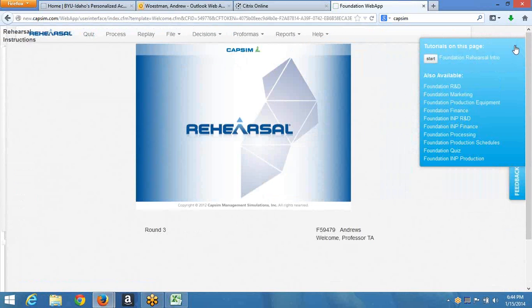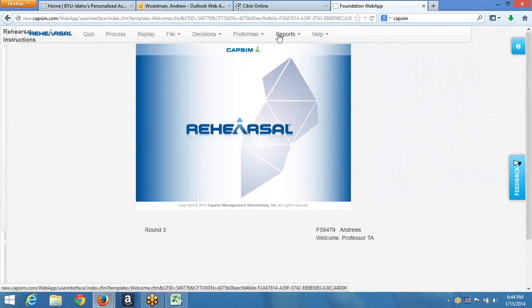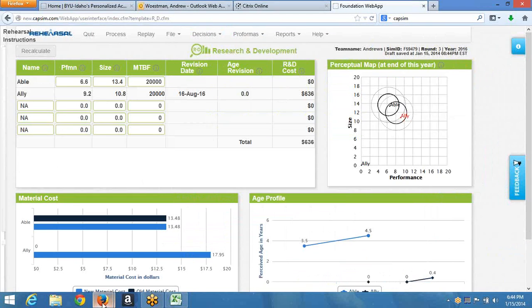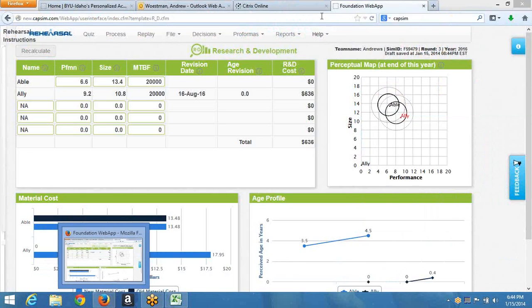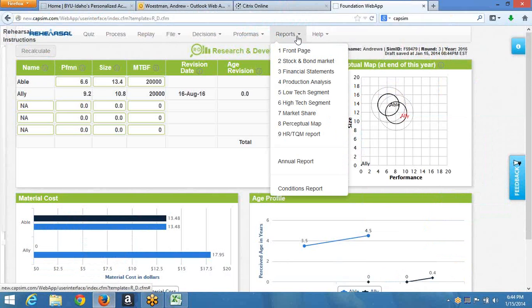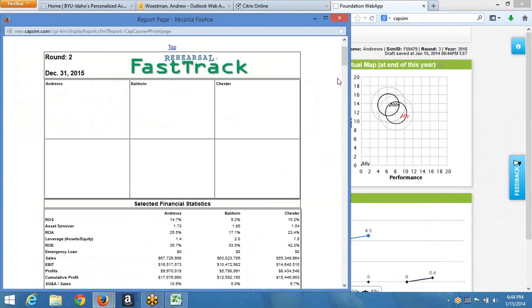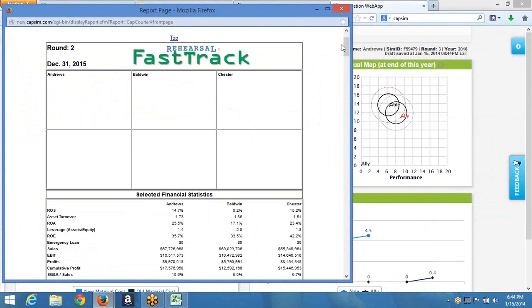So I'm going to come over here, exit out of this tutorial, and I want to see what I did. I'm going to open up this first, just so I get into the system. I'm going to exit out of my old fast track, and I want to see my new one. So I'm going to go to reports, front page, and look at my new fast track. So I'm excited. I think I did really good. I think we did really good.